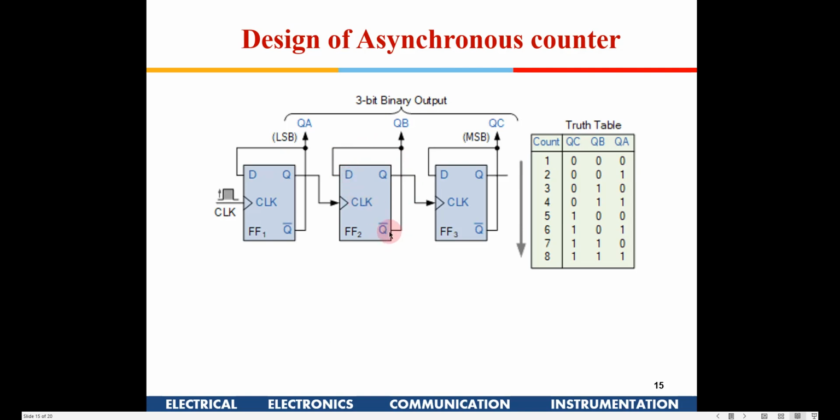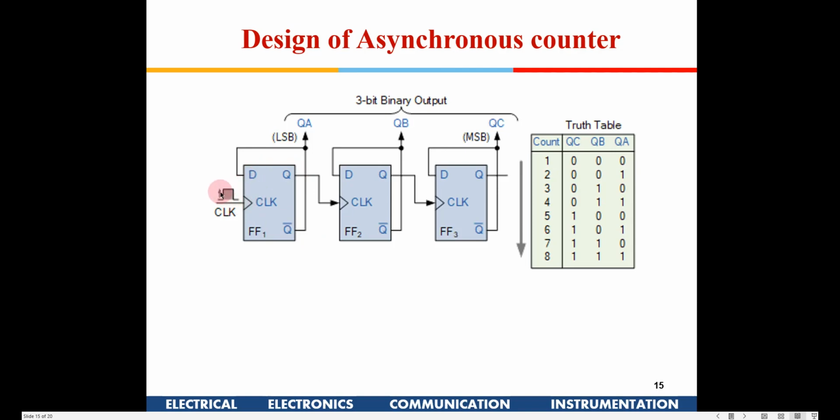If it is 0, it will change to 1. If it is 1, it will change to 0. So whenever you take a feedback from Q bar and put it into D, it will act like a T flip-flop. So all three will act like a T flip-flop. T flip-flop means toggle flip-flop. If D is 0, Q bar will be 1, so when the clock comes, it will become 1. If D is 1, Q bar will be 0, so 0 will be fed here. When the clock comes, it will toggle.